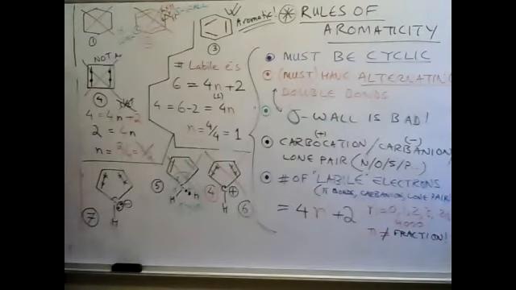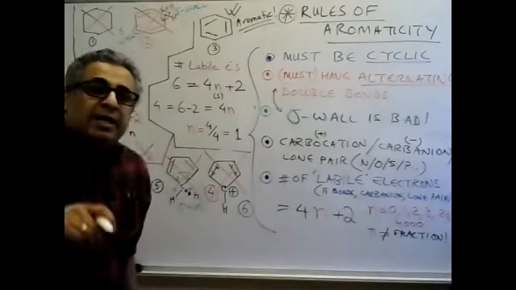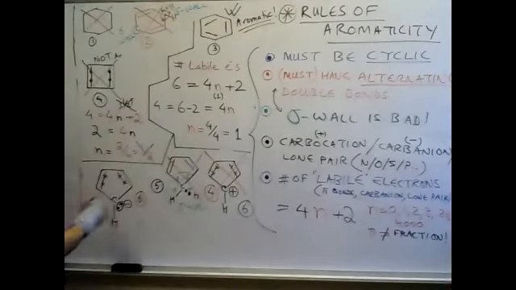Now, the next question is the number. 1, 2, 3, 4, 5, 6. We already found out that 6 can be written as 4n plus 2, where the value of n is 1. Therefore, this dude is aromatic.